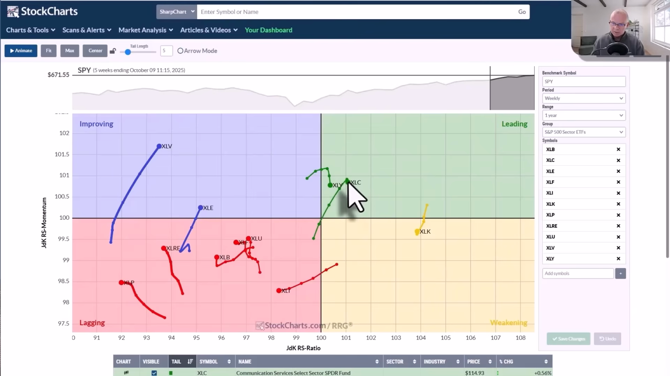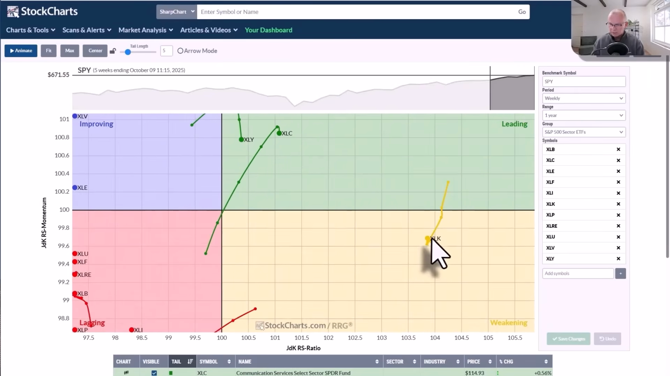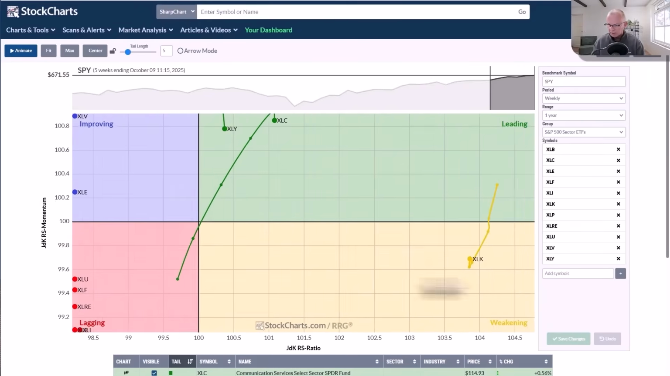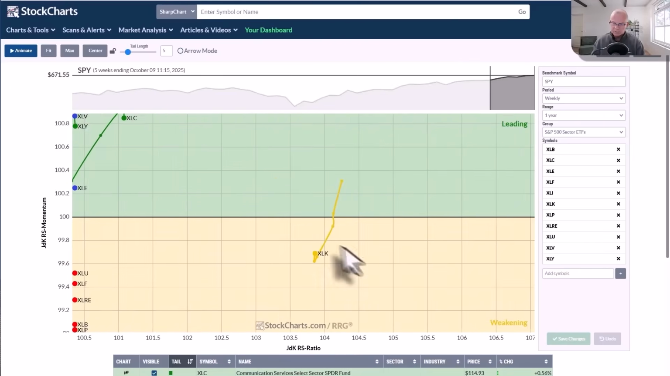You can see how communication services this week, because the last node here is a live node that's not fixed yet. This last node will only be fixed tomorrow, Friday, at the close of the market, and then next week we will start a new node. So for now, communication services is rolling over. Also you can see how technology inside the weakening quadrant is hooking back up again. I need to zoom in really hard, but you can see how this week is actually very positive for technology.